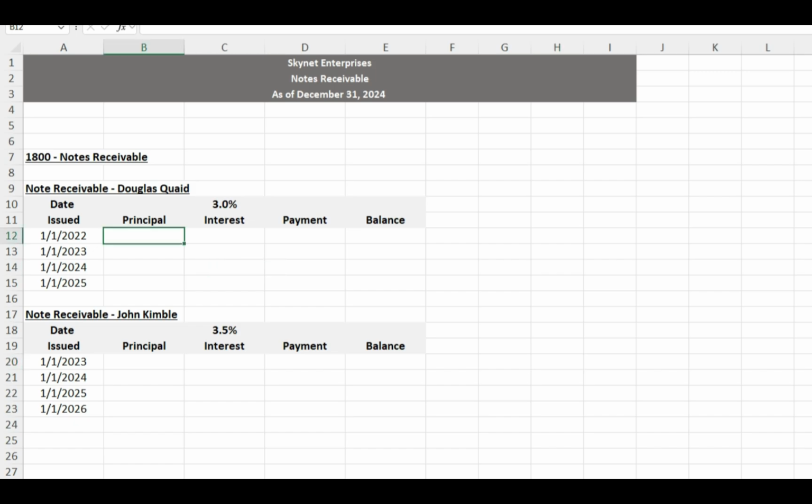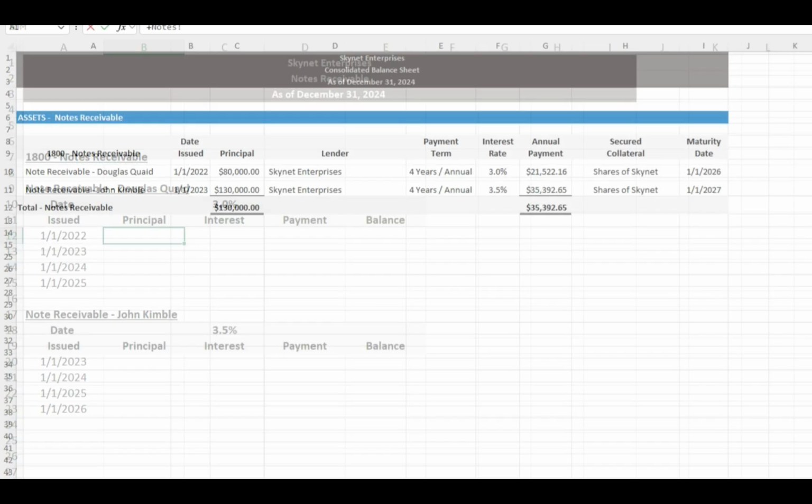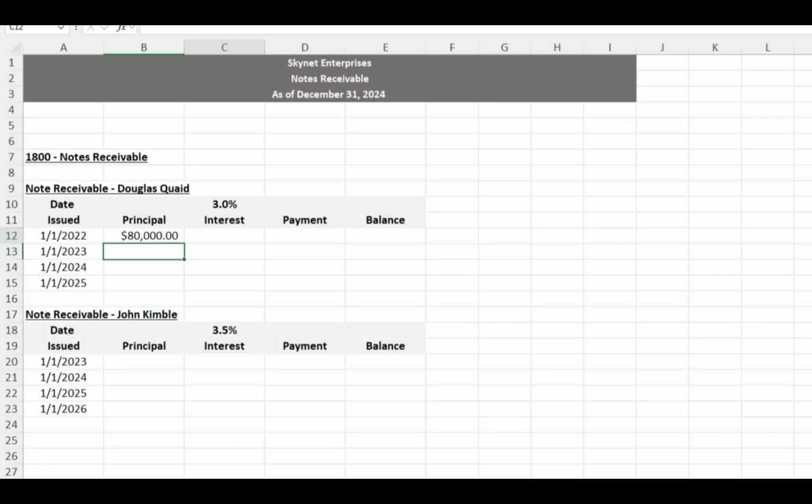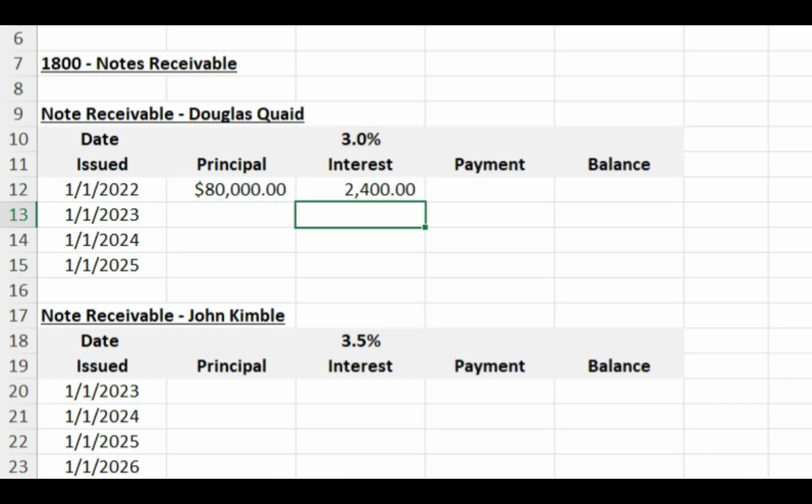So his principal for those shares was $80,000. Year one, we've got 3% interest. So we're going to take that. I'm going to throw some dollar signs in there because we're going to end up dragging this down. In that first year, $80,000, Douglas Quaid's promissory note is going to generate $2,400 of interest income for Skynet Enterprises.